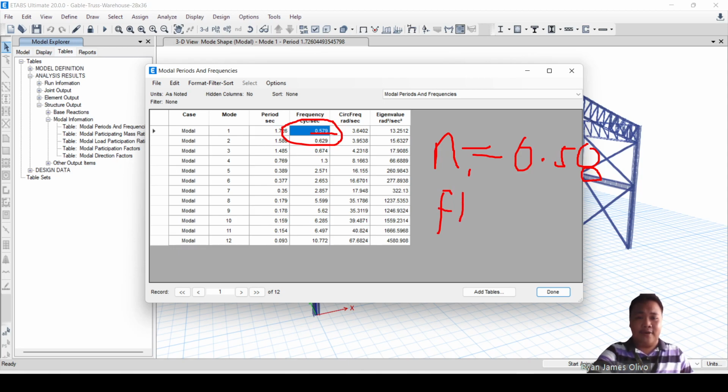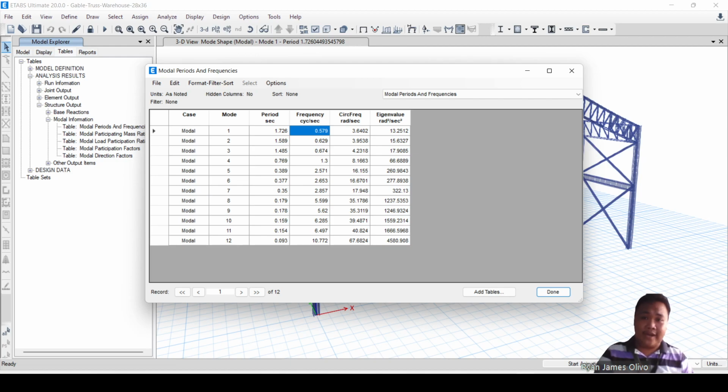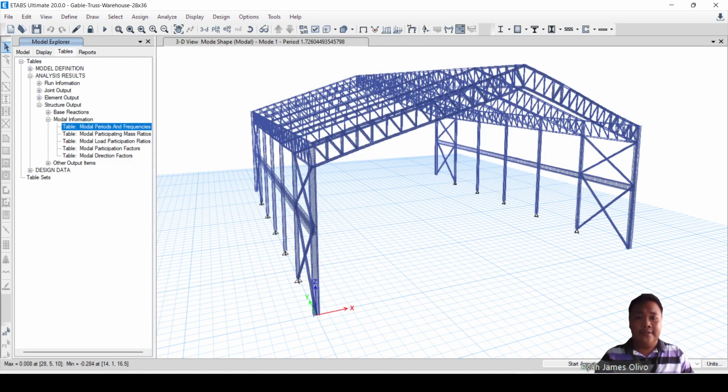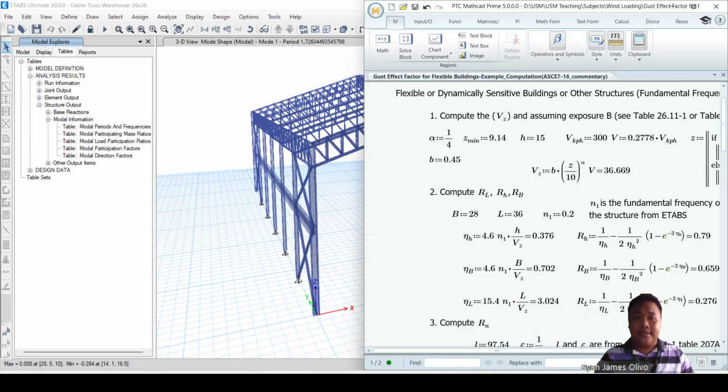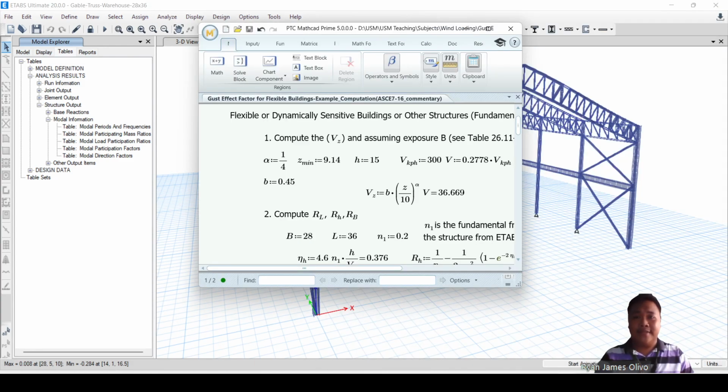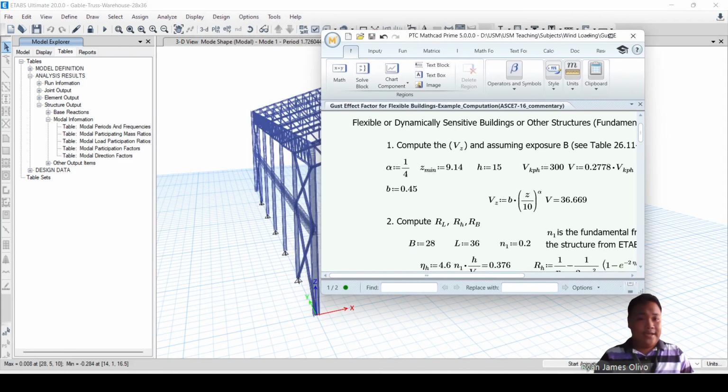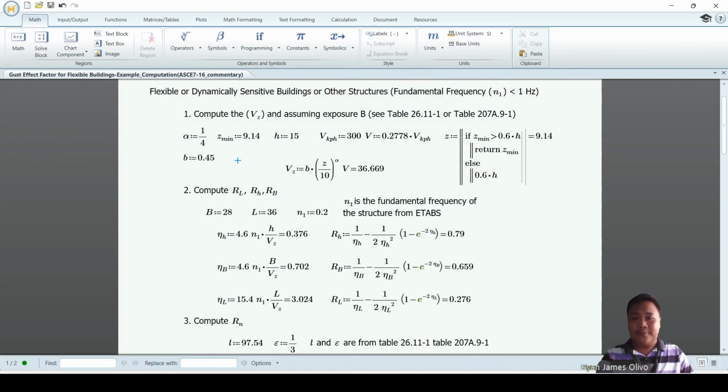So since this is flexible, we should try to compute the gust effect factor. So don't just assume that it's 0.85. Compute it. Because this is what we call a fundamental frequency. This is given, no? So let's try to compute it. But first, let us, so I will not use this one. So later, I will use it. So first, let's try to compute this one now.